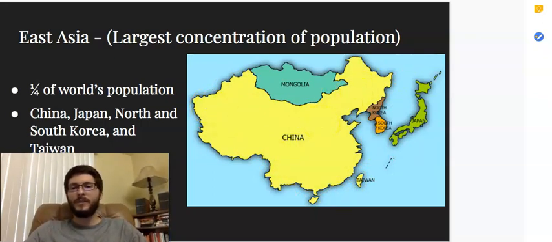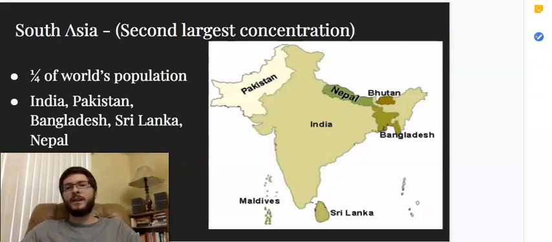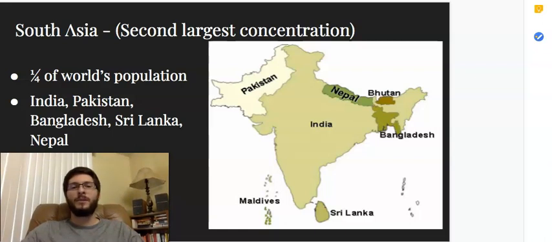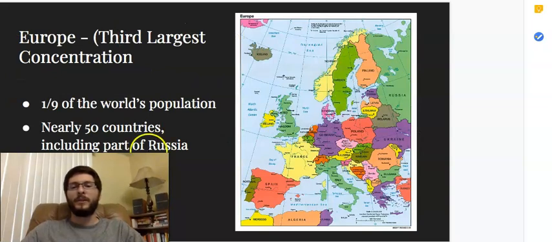Okay. Then you have South Asia. It's the second largest concentration. Again, just about another 25% of the world's population living in just these few countries. Now, India is far and away the biggest population in this particular sub-region, right? You've got over 1 billion people living in just India. So you put these two places together, between China and India, you've got pushing 3 billion people when the world's population is only a little over 7 billion now.